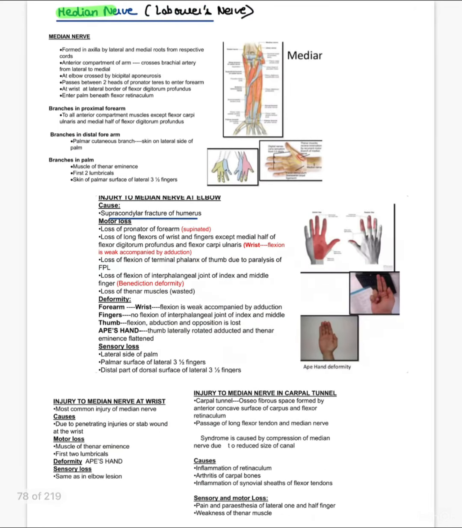This is done. Then coming to the median nerve. So 15 muscles are already supplied by the ulnar nerve. Now the 5 muscles. We have talked about the fine movement, but the coarse movement our body does, that is by the median nerve. So it is known as the laborer's nerve.